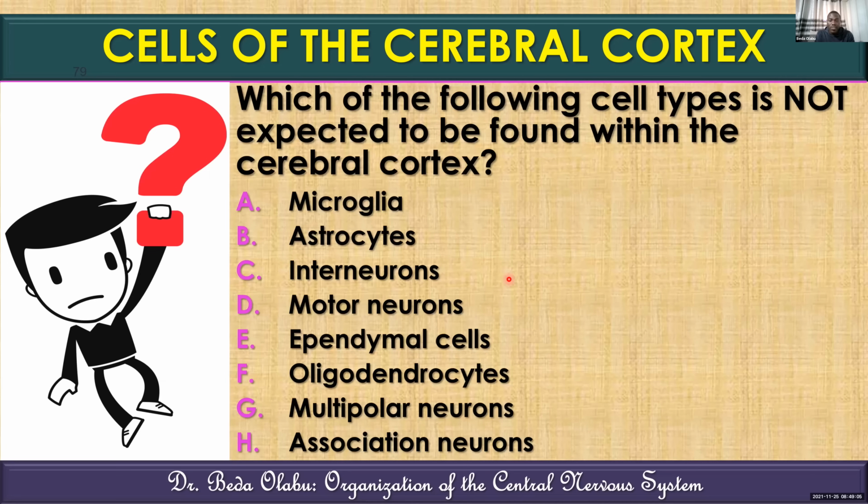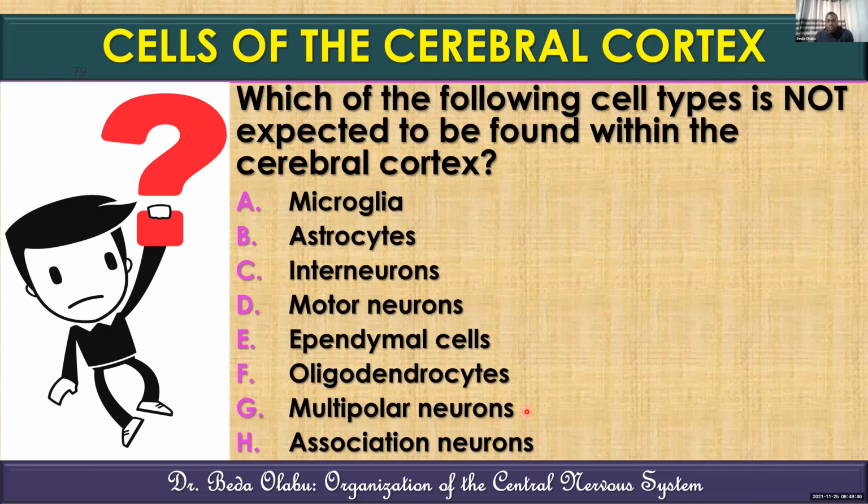Now we can look at cells of the cerebral cortex this way. The cerebral cortex is part of nervous tissue. It contains, therefore, neurons and neuroglial cells. There are different types of neurons on the cerebral cortex, and I've defined for you some terminologies. Interneurons connect two or more neurons within the CNS. Motor neurons are the ones that exit.